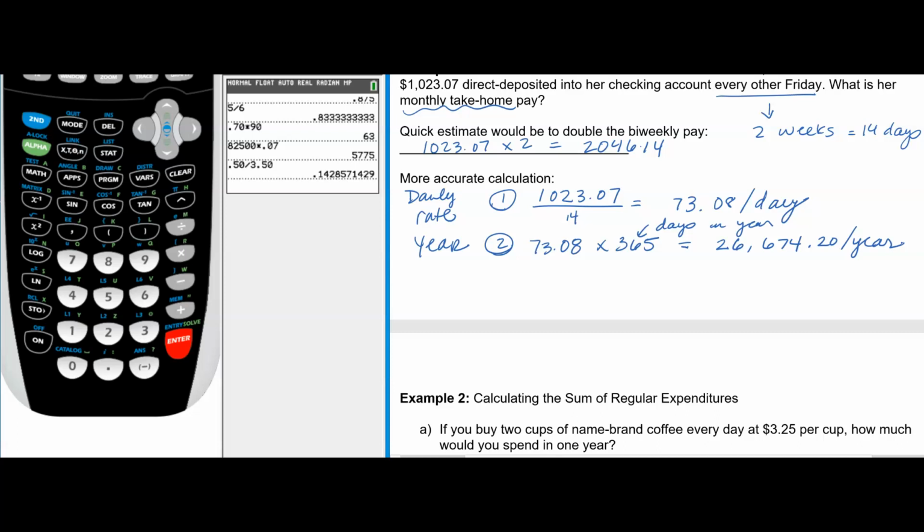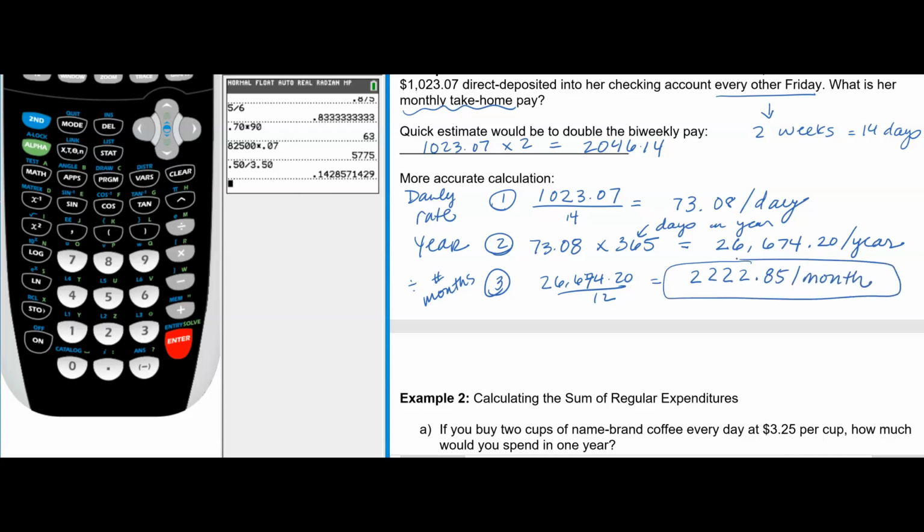And then if I want her monthly pay, I could take that amount and divide by the number of months in a year, which is 12. So 26,674.20 divided by 12, and I get $2,222.85 per month, okay? And if you notice, this number is different than what we estimated up here.